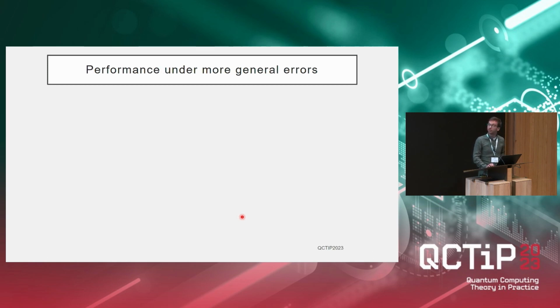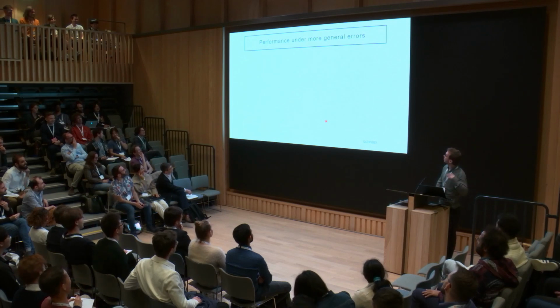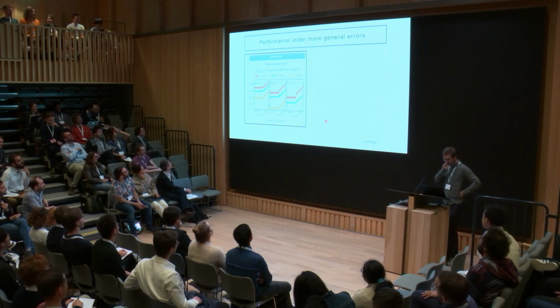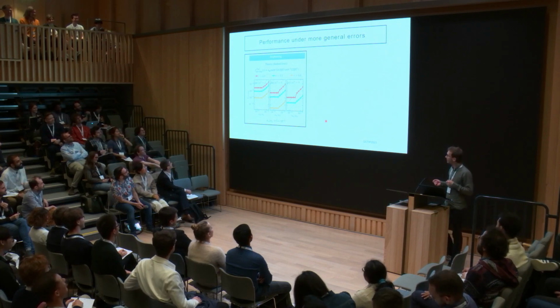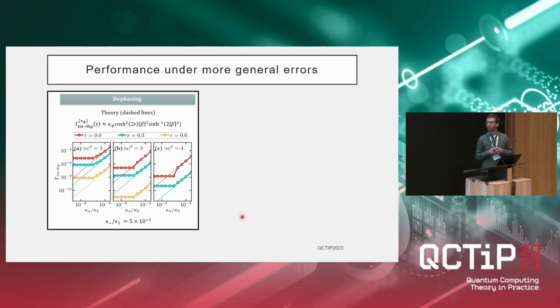I guess single photon losses are too trivial for this audience, so we're just going to go to more general errors. We checked dephasing, which is similar to qubit dephasing and is also a problem. It does not appear to be; it's usually much less of a problem in bosonic systems. So we derived some analytical results and compared them with numerical simulations.